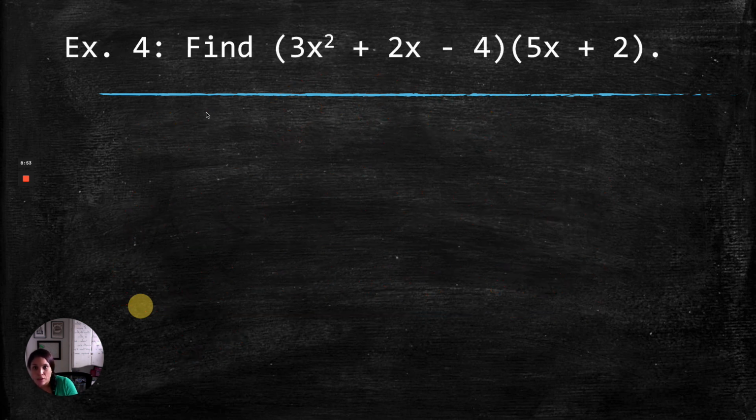Okay, find 3x squared plus 2x minus 4 times 5x plus 2. Again, we're going to distribute. 3x squared plus 2x minus 4. Okay, so I have 3 terms now that I'm working with, and I need to distribute this 5x to all 3 of these terms.